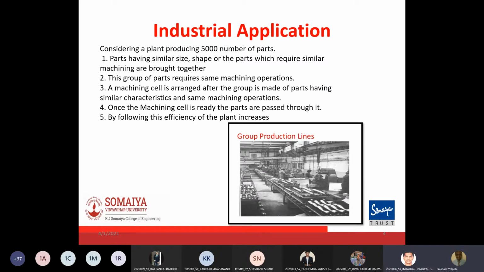Let me help you understand the concept of group technology with an industrial example. Let us consider that a plant is producing 5,000 parts. Now the parts having similar size, shape or manufacturing process are brought together. This group of parts requires the same machining process. A machining cell is arranged for the group of parts having similar characteristics. The parts are allowed to go through the machining cell and the manufactured product is obtained. Here we can easily conclude that by using group technology, we can increase the efficiency of the plant.